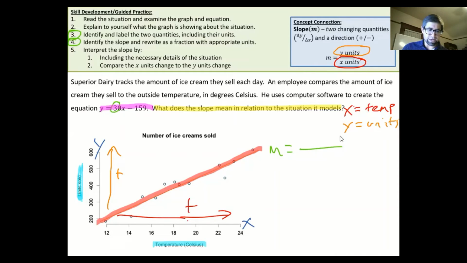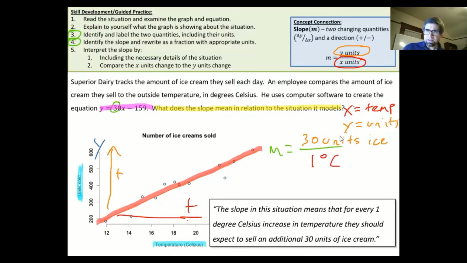So what I'm going to write here, my y units are actually the units of ice cream. So 30 units of, I'm just going to abbreviate it with ice cream. Now, what about my units for my x-axis? In this case, it's temperature, or I'm going to write degrees Celsius. Okay, now that I have this up here, let's see what it says.